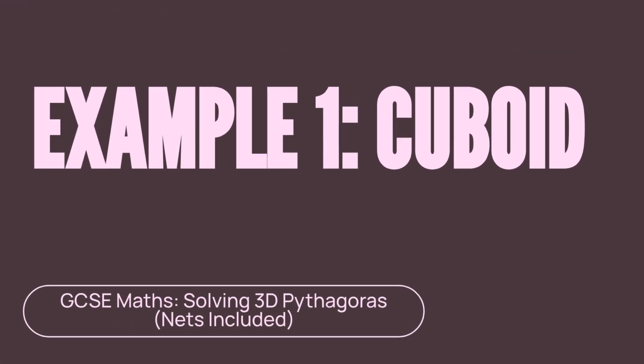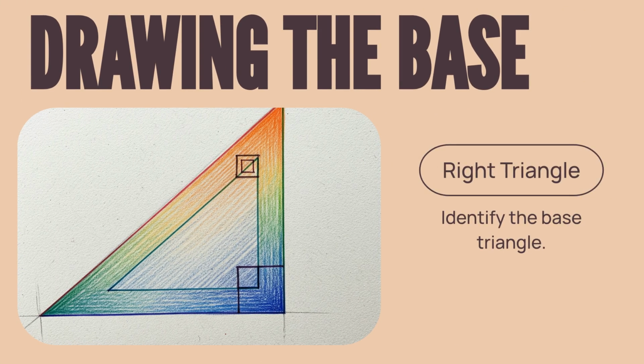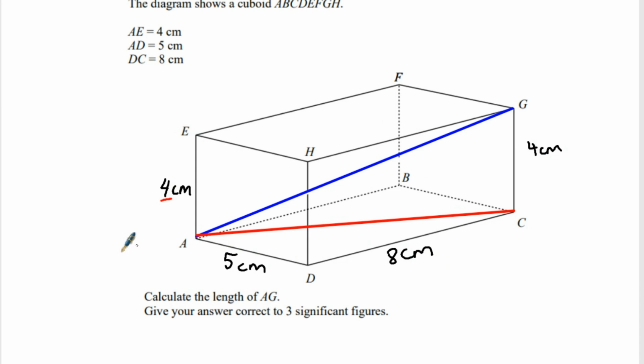Let's work through an example with a cuboid to see 3D Pythagoras in action. First, we need to draw the right-angled triangle on the base of the cuboid. This will give us the length of the base diagonal. In this problem, you have the cuboid ABCDEFGH. We have to calculate the length of AG.